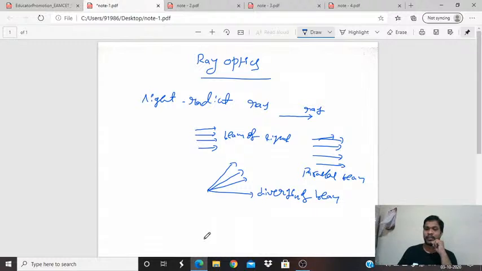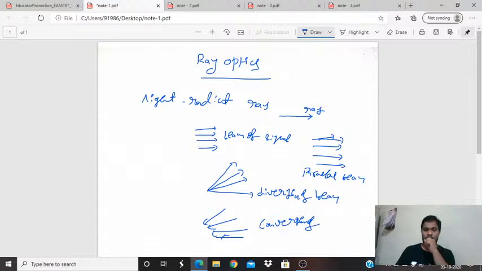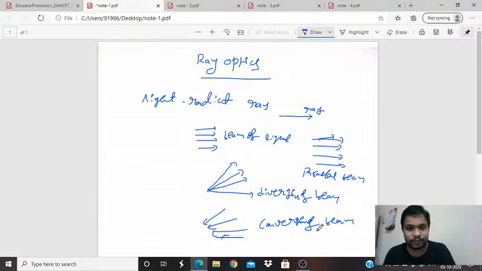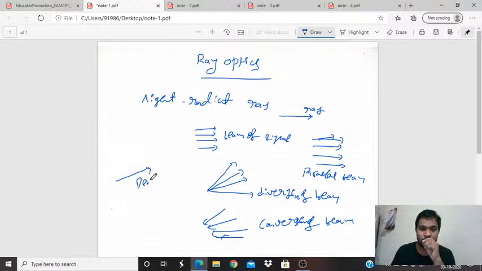Diverging beam of light. Suppose a number of light rays are converging at a point, that is said to be a converging beam of light. Suppose a light ray is very narrow, that is said to be a pencil of light. These are basics.